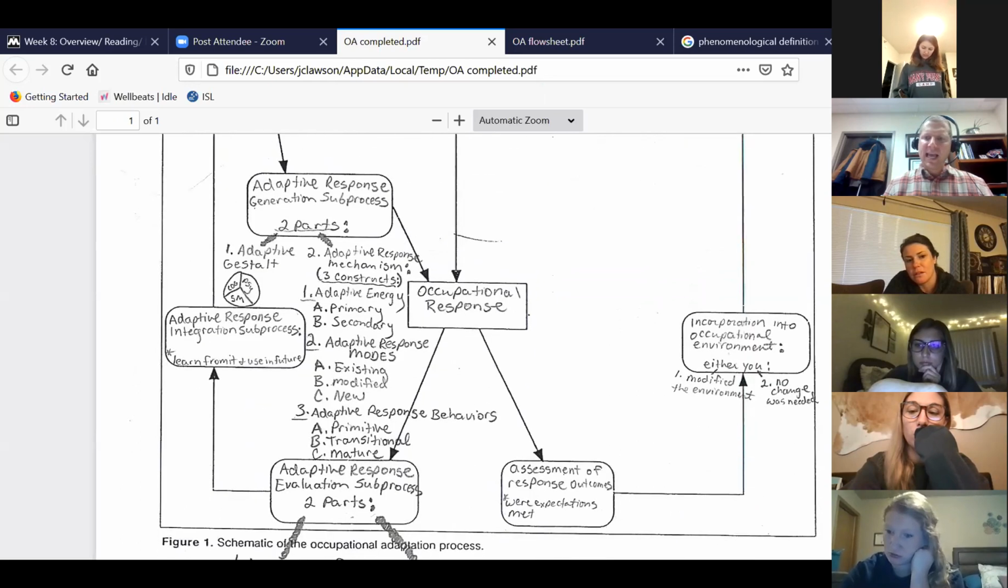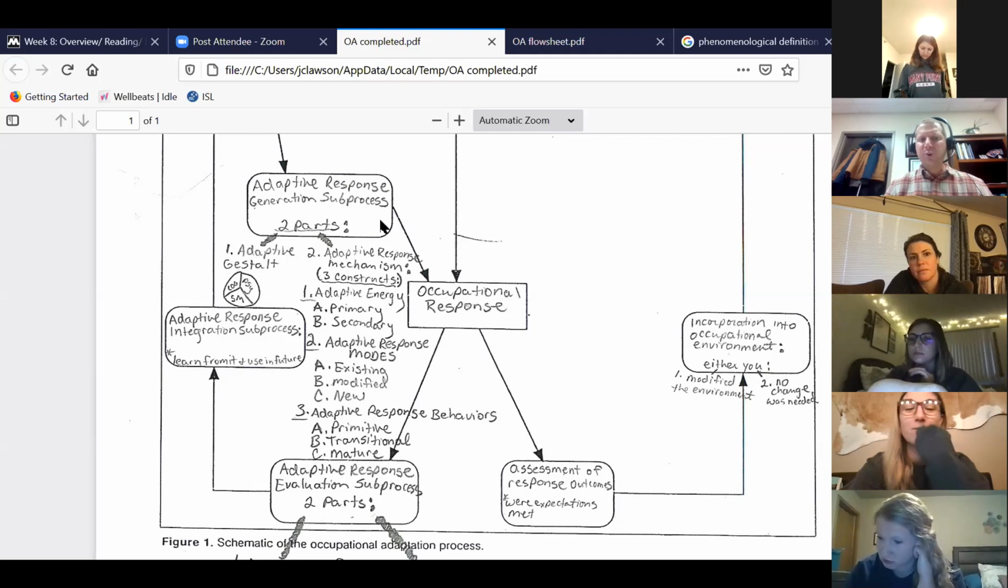Okay, so again, if they're not satisfied with it, if they're not able to do it, they're still going to learn from that. They're going to learn, hey, you know what? This sock aid just is not for me. It does not work for me. I can't get it. I don't have the grip strength for it. I don't like it. Okay, so then the OT has to step in and start this process all over again. Well, let's try maybe another adaptive way on how to do it. Okay, how can we teach the client a different adaptive way?